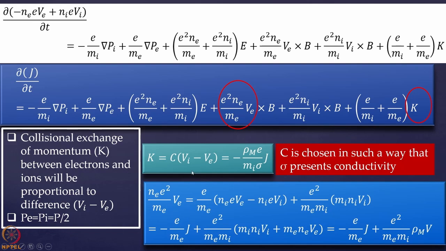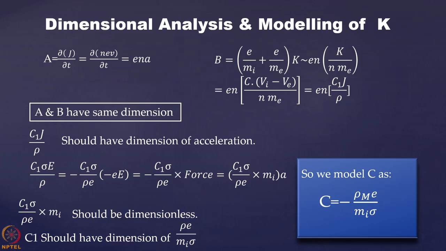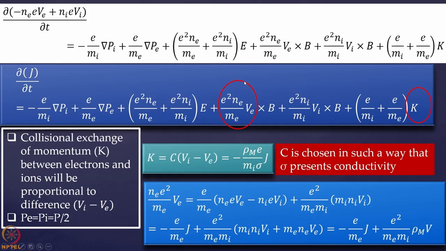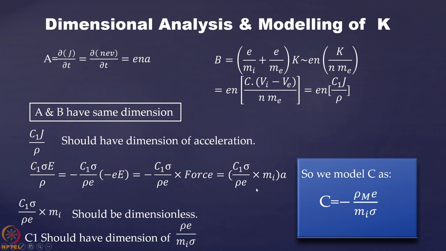So what we will do? Obviously, we will replace this term with these two terms, and we will try to model this collisional momentum transfer process. So one thing we have done for this term is that we will replace it with these two terms. Now it remains to model this collisional term. So we come over there. Here we will do a dimensional analysis to model the expression for K.